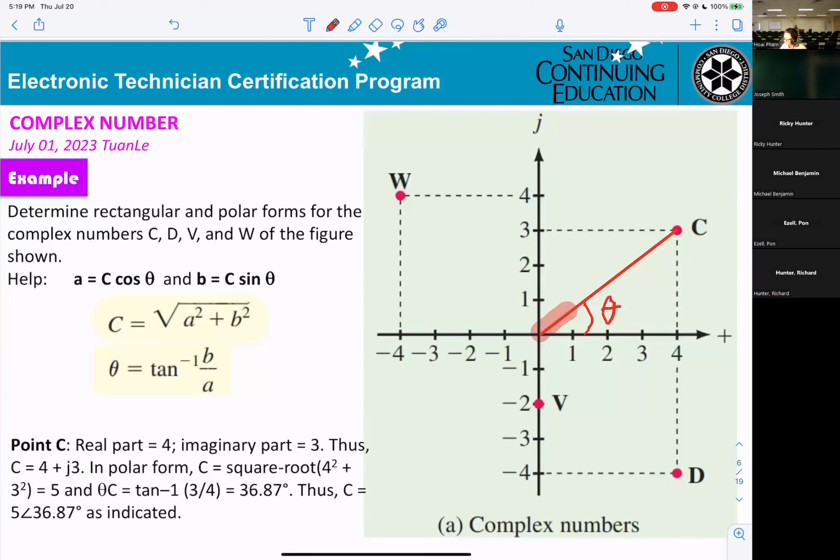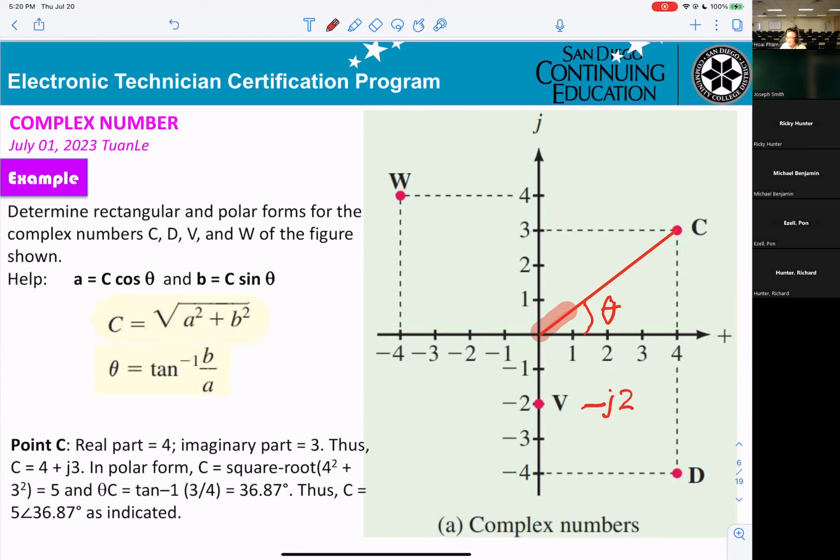Let me take a stab at it, Mr. Pham. Maybe it's minus 2 J 0. Minus J2. Oh, minus J 2. Okay, that's right, because the minus is on the y-axis. Right, and you don't have anything for the real part. Okay, yeah. Now that is the rectangular form.